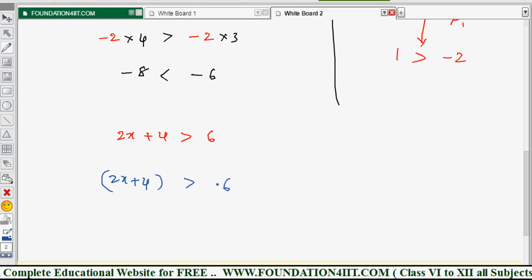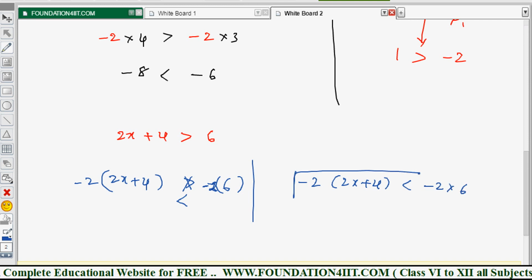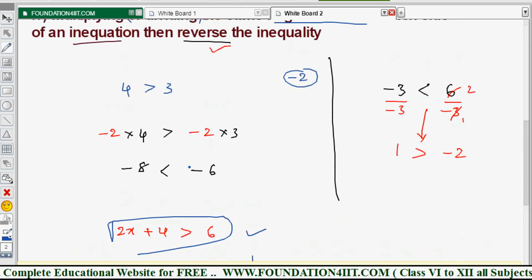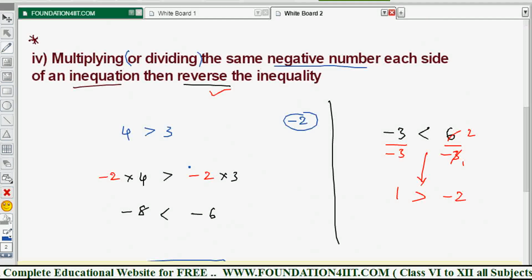In case I want to multiply both sides by minus 2, immediately this greater than should become less than. That's why it will be changed like this. So minus 2 into 2x plus 4 less than minus 2 into 6. So this solution set and this solution set will be the same. That's why whenever you multiply or divide both sides by the same negative number, you must reverse the inequality. Immediately you should change this sign.